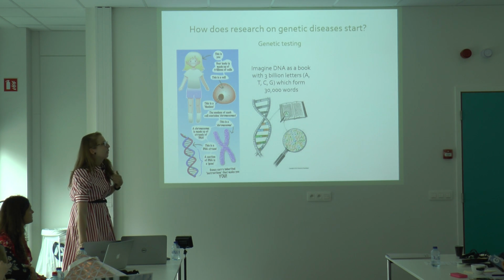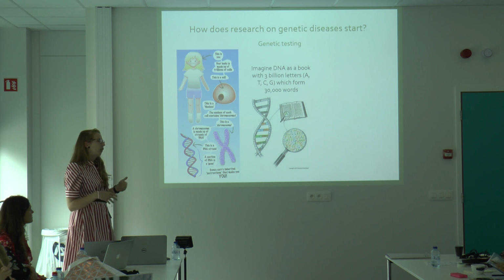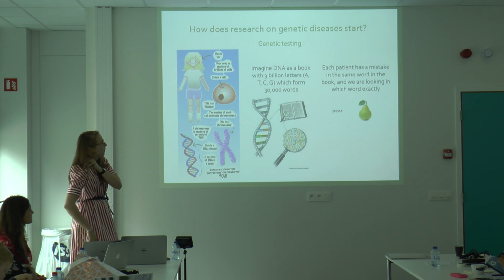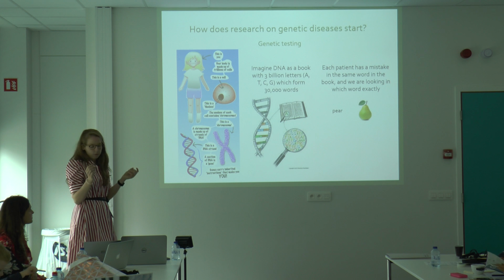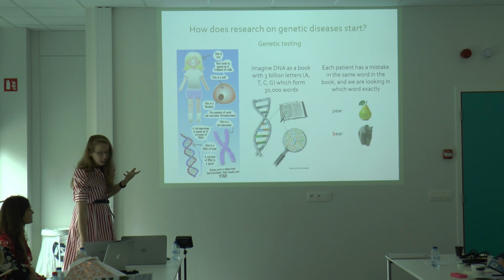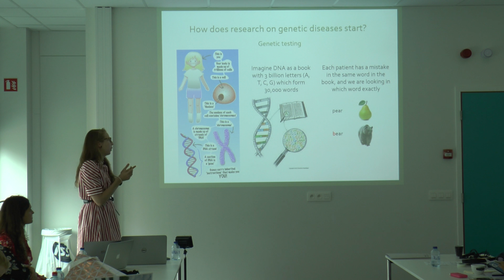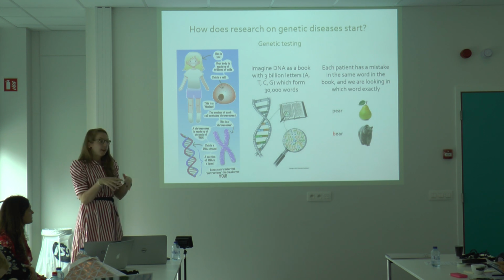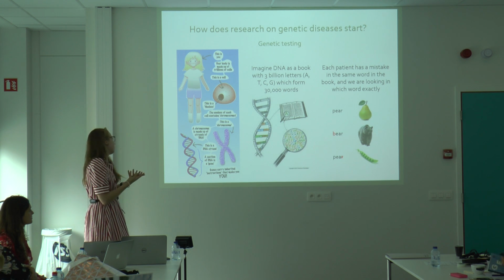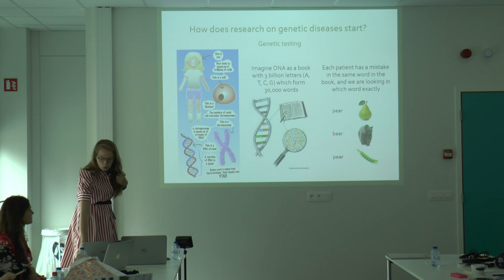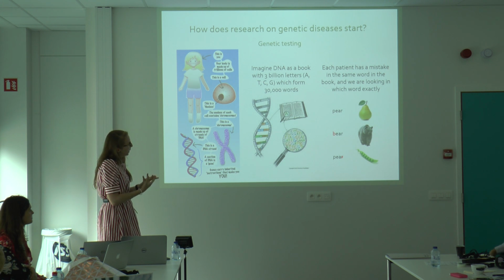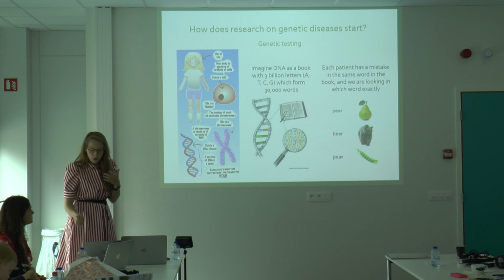So what we are looking for is which word exactly in the book is not written right in all the different patients. Imagine it like this. Each patient has a mistake in the same word in the book. We are looking for it. Imagine the word is pear. If you change one letter, it's bear. That's something completely else. Or sometimes not that one letter has changed, but that one letter has disappeared in your genome, and then you have a P. That makes up for something completely else. So what our lab was able to do was identify the exact gene in which all the ATS patients have one mistake.